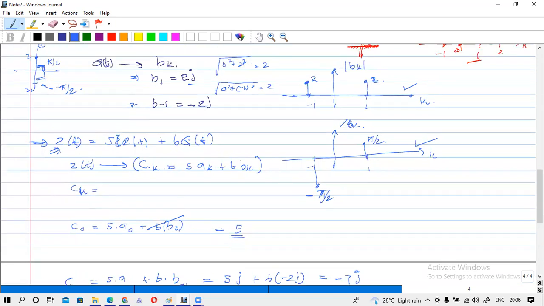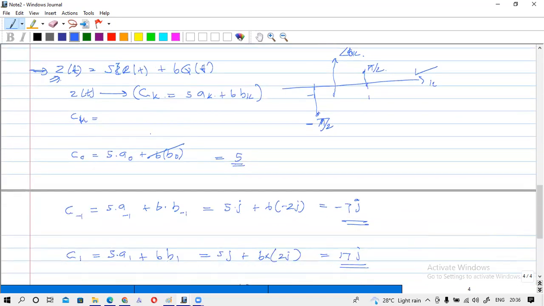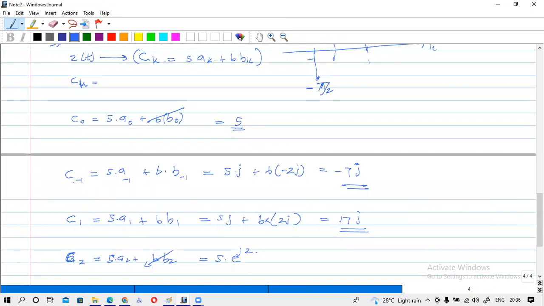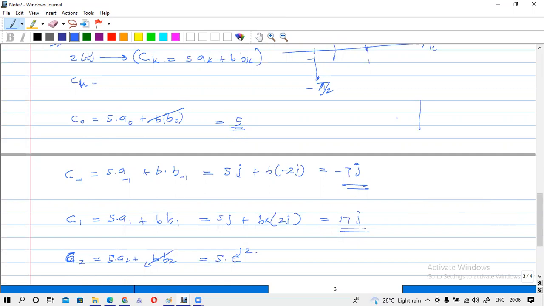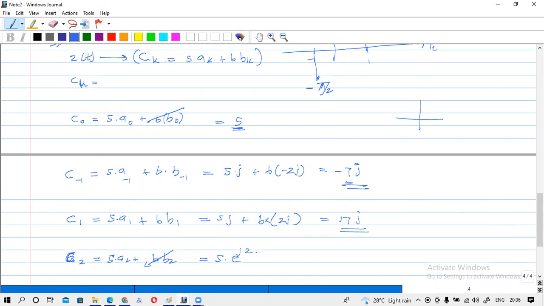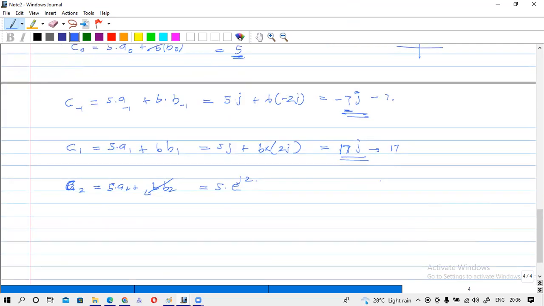So we have b1 and b minus 1. So c1, c minus 1 are related with those coefficients. So these 4, 1, 2, 3, 4, these 4 will be the coefficients of zt. Here also you can plot the magnitude plot and phase plot very easily. The magnitude here is 5. For minus 7j, the magnitude will be 7. For 17j, the magnitude will be 17. And this is in polar coordinates.